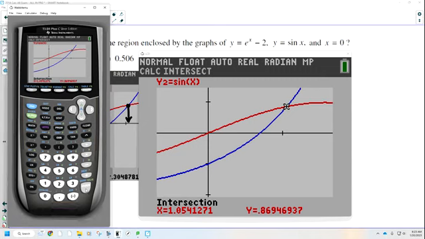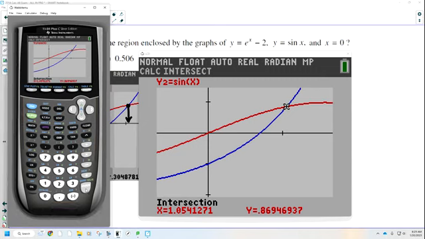1.0541. You can see in the bottom left of that screen. So x is 1.0541 between this and this. So I really want all this area right here.